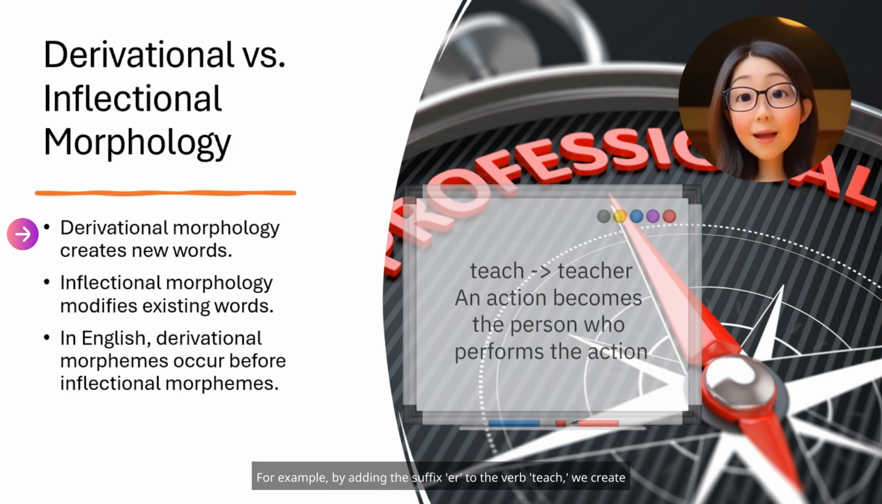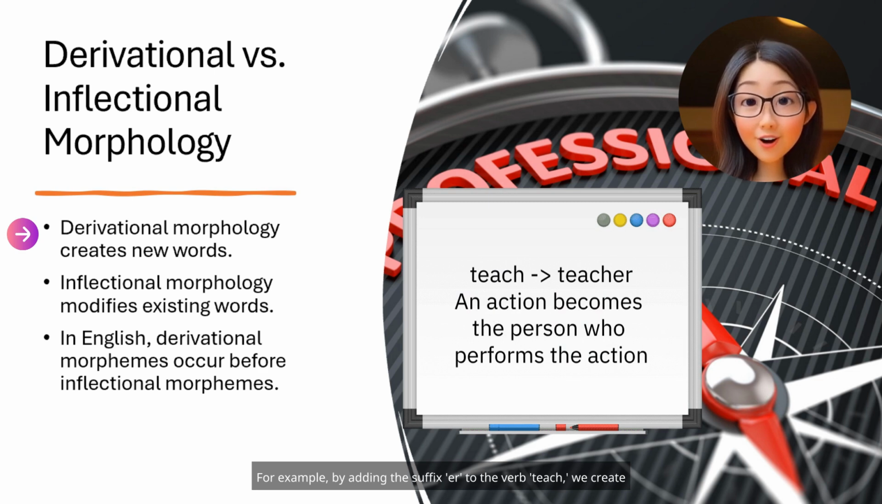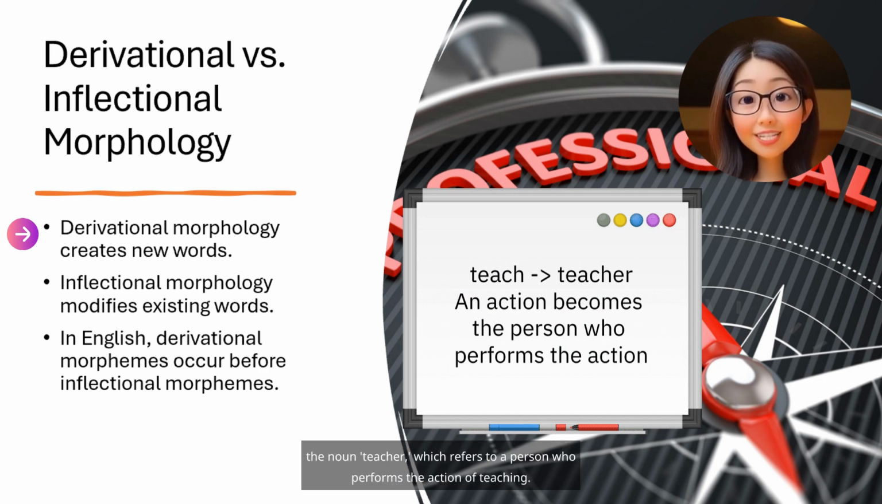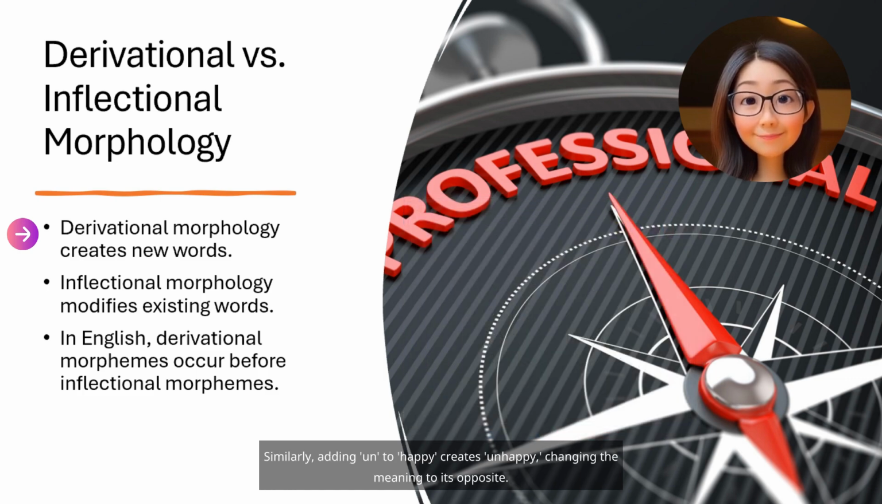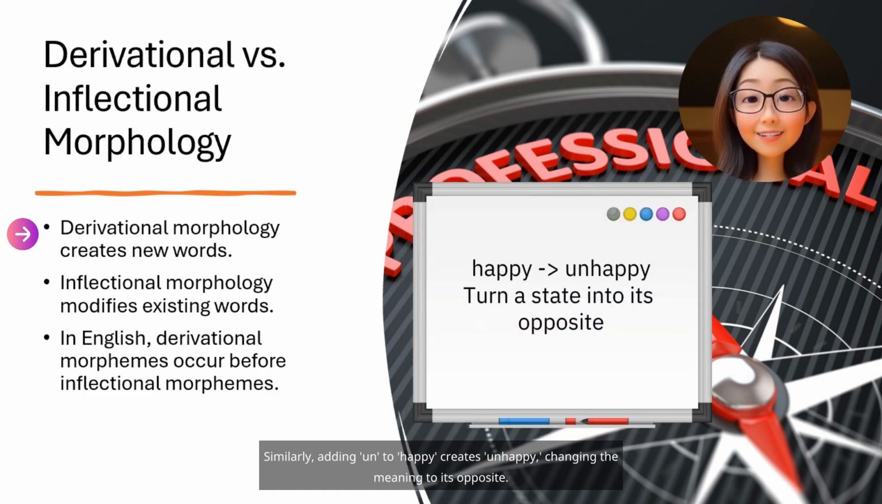For example, by adding the suffix -er to the verb teach, we create the noun teacher, which refers to a person who performs the action of teaching. Similarly, adding un to happy creates unhappy, changing the meaning to its opposite.